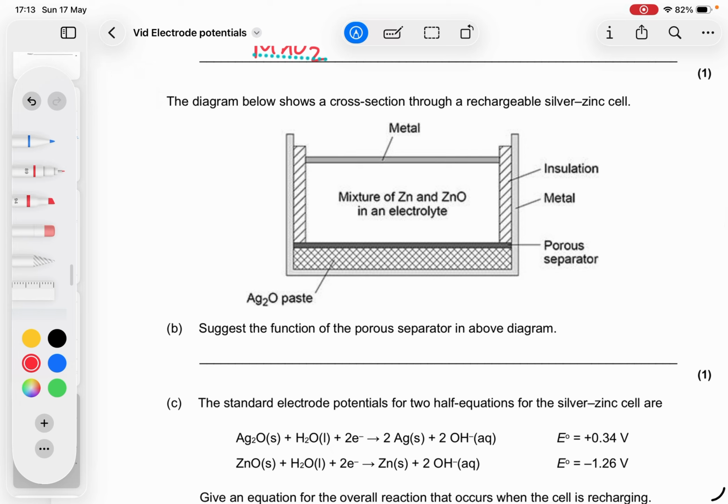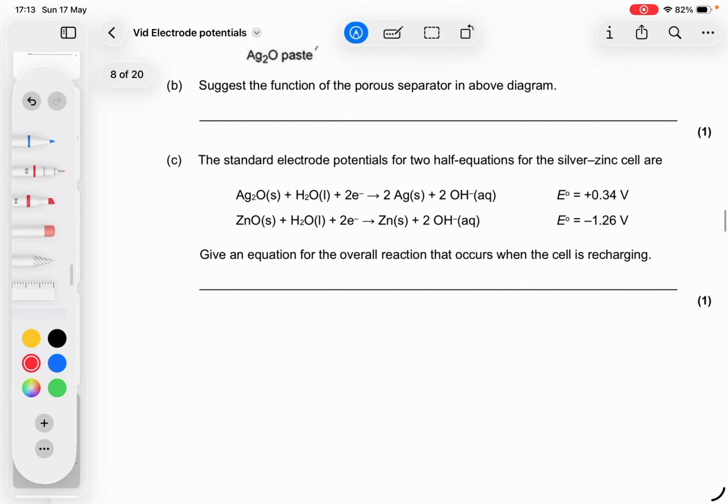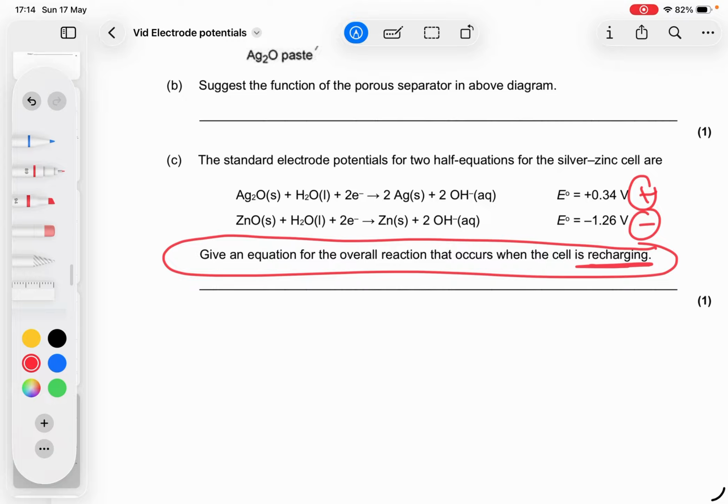State the function of the porous separator. That's acting like a salt bridge. So it's completing your circuit. Then give an equation for the overall reaction. That's negative. So that's negative. And that's positive. Okay, when it's recharging, that's the key, very important. Look, the reaction happens like this. Zinc reacts with Ag2O. Okay, I think the waters will cancel, and it produces 2Ag and zinc oxide.